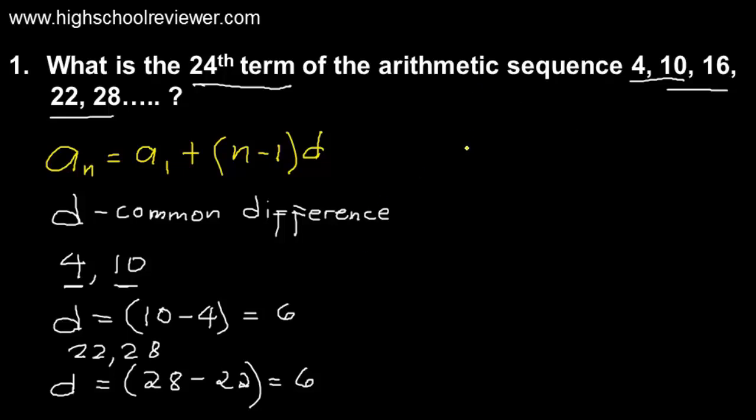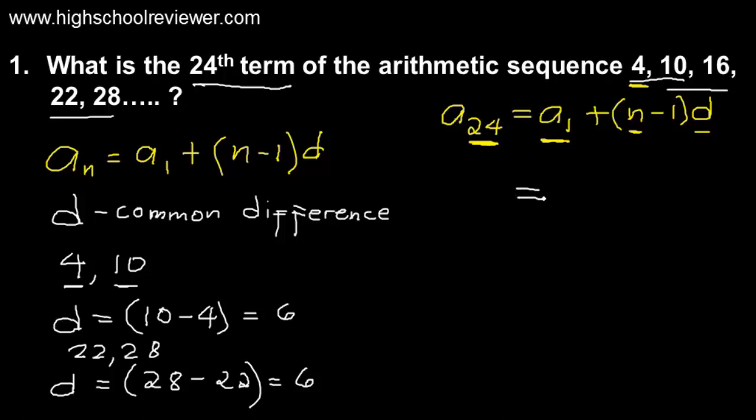To find the 24th term, our equation will be a sub 24, which means the 24th term, equal to a sub 1. A sub 1 is the value of our first term, so our a sub 1 here is positive 4, plus n minus 1. Our n here is equal to the number of the term, and then we multiply this by d, which is the common difference.